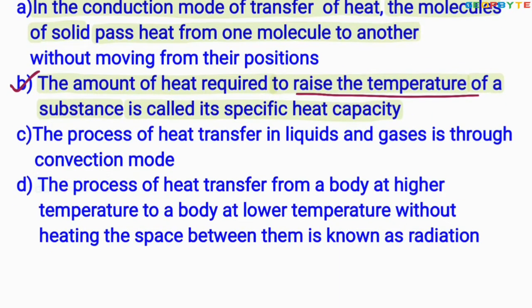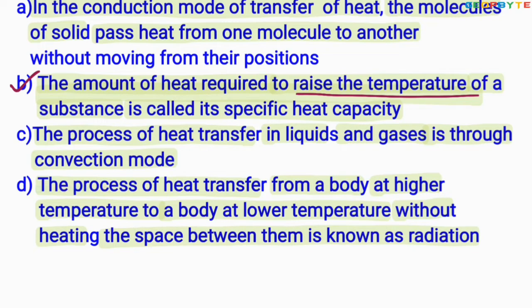Let me read the third statement. The process of heat transfer in liquids and gases is through convection mode. Absolutely correct. The process of heat transfer from a body at higher temperature to a body at lower temperature without heating the space between them is known as radiation. So the statements in option A, option C and option D are correct. Option B is not correct. The incorrect statement is only option B. Therefore, option B is absolutely correct. I hope you got my point.